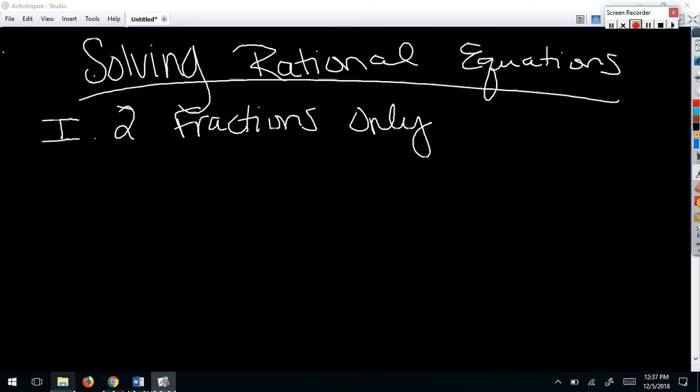Board, here we go. Rational equations. So we've got two scenarios to talk about. Sailor's going to be disappointed because it's not 10, but it's 2.